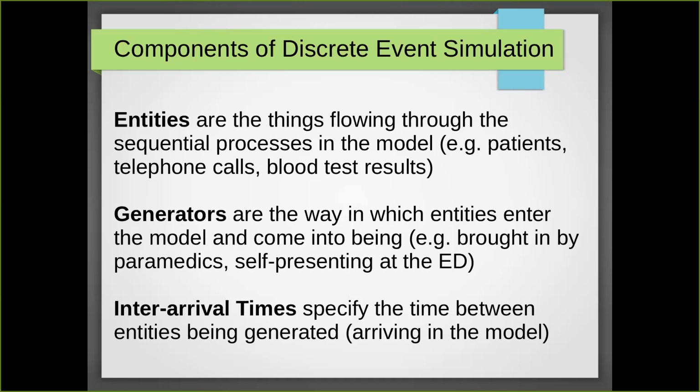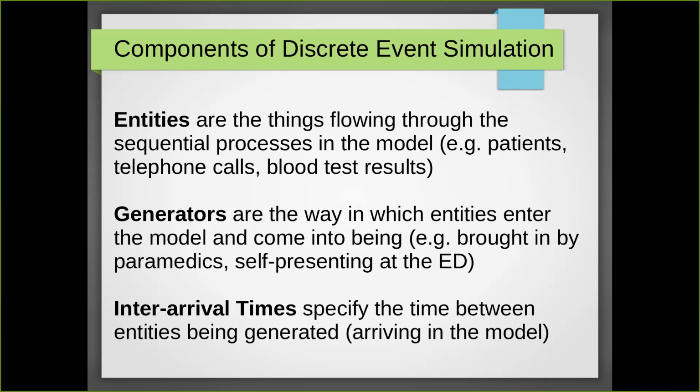Then we've got generators. Generators are the things that create the entities. They bring them into being in the model. So that's the start point, if you like, of the entities. And you may have more than one generator. Where it's important, you might have multiple ways in which a patient can come into the model. So in this example, you might have patients coming into the ED, and you might model separately the patients arriving by self-presenting versus patients who are being brought in by paramedics, if that's important.